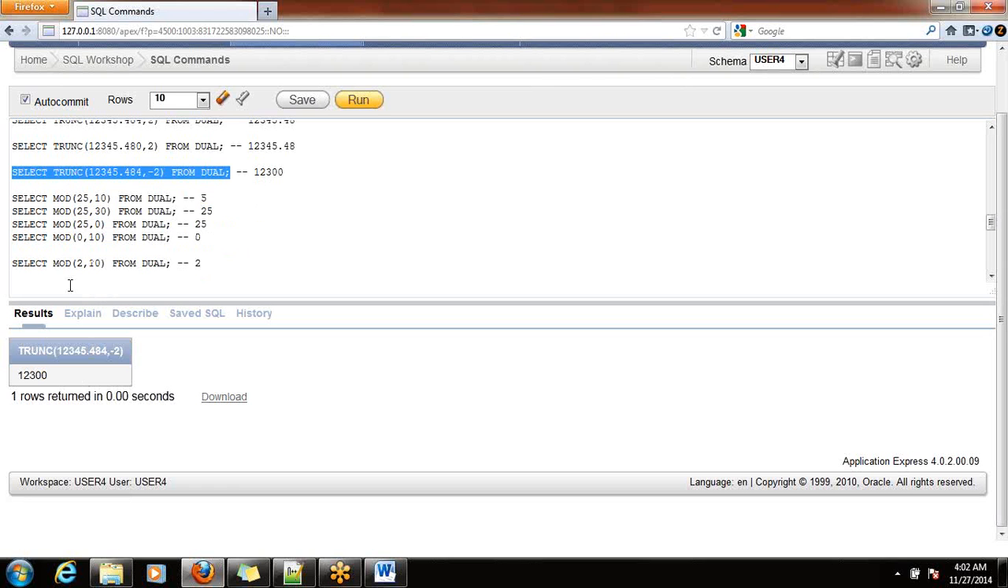Then modulo division, observe carefully, which gives the remainder. 25 when divided by 10, what is the remainder? 5. You can see the same thing, 5. Now 25 we are trying to divide with 30.